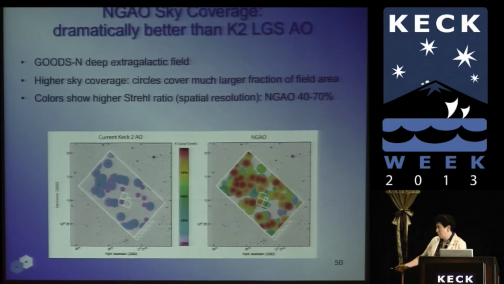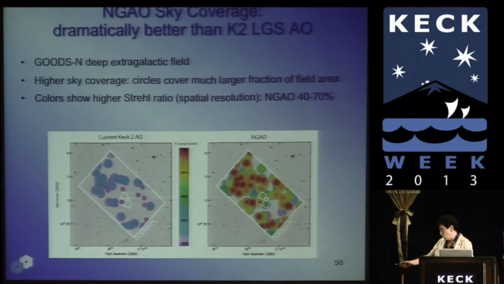And the left panel shows the Goods North field, and the circles are the places where we can do adaptive optics correction with our current laser. The color indicates the Strehl ratio. So the peak Strehl ratios within each of these circles are something like, I can't quite read that. What are they here? 20%-ish or so, this blue.